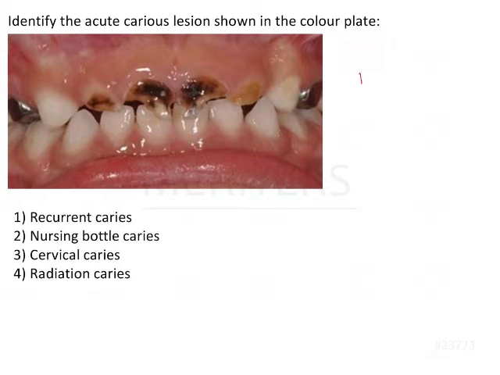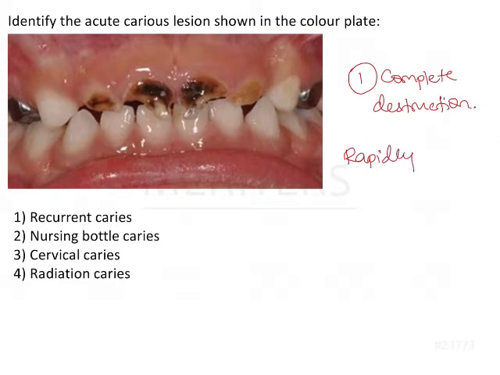Now, what are the important things that we need to note from this image is that the crowns of the teeth are completely destroyed. So there is complete destruction of the crowns. So we can understand that this is a type of caries that is very rapidly spreading and burrowing type.